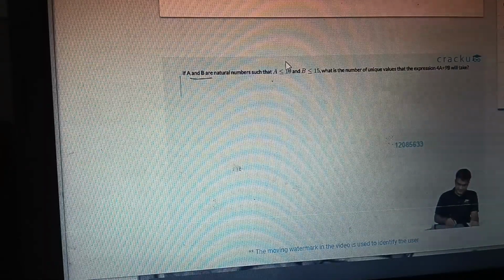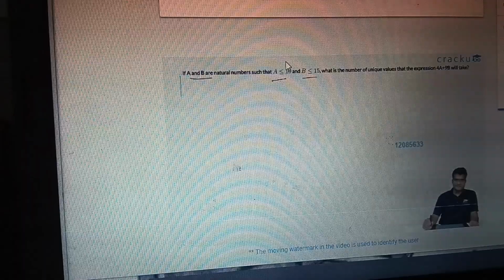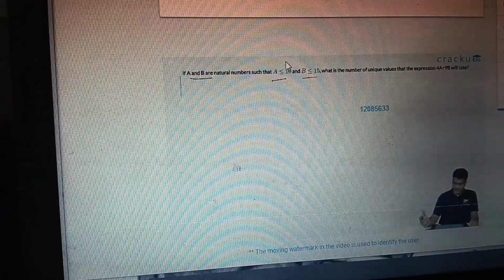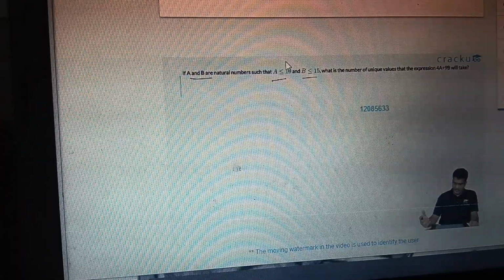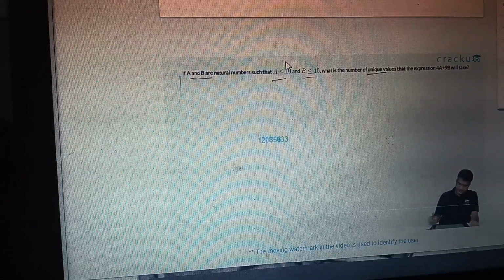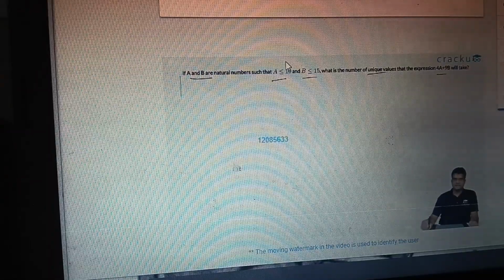In this question we are told that a and b are natural numbers such that a is less than or equal to 10 and b is less than or equal to 15, and we are required to calculate the number of unique values that the expression 4a plus 9b will take.